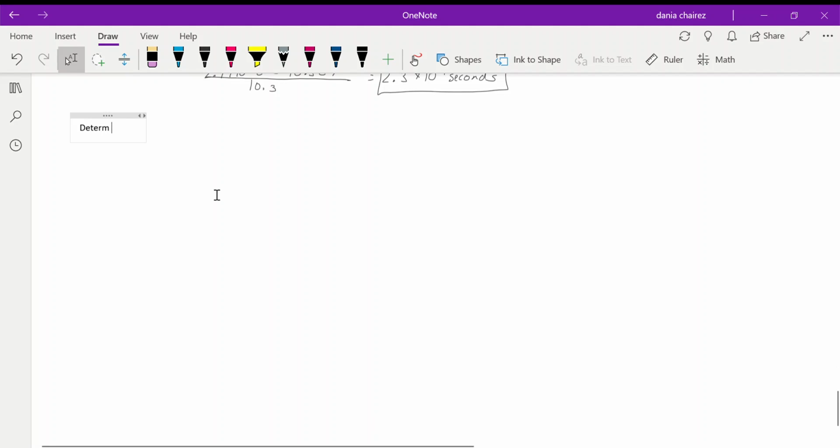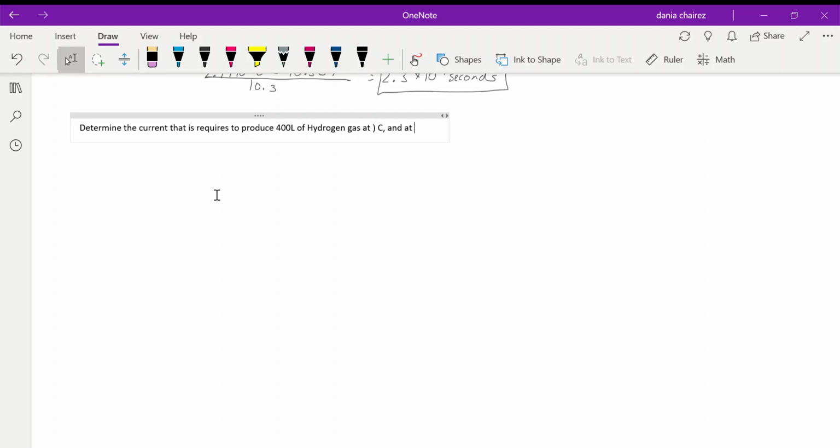So then, determine the current that is required to produce 400 liters of hydrogen gas at standard temperature, which is 0 degrees Celsius, and at 1 atm, from the electrolysis of water for 1 hour.